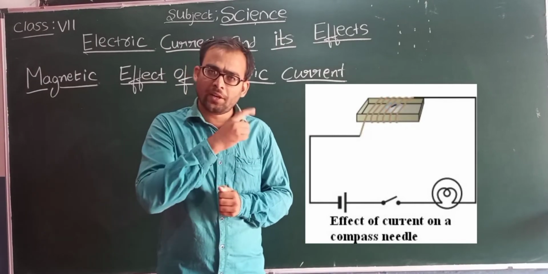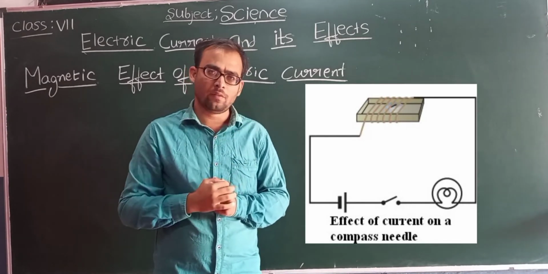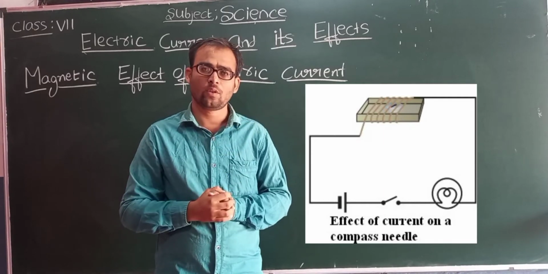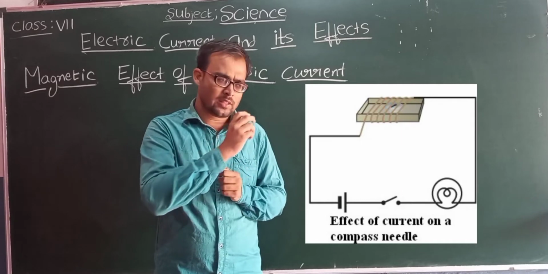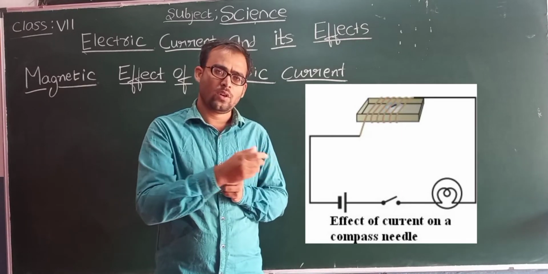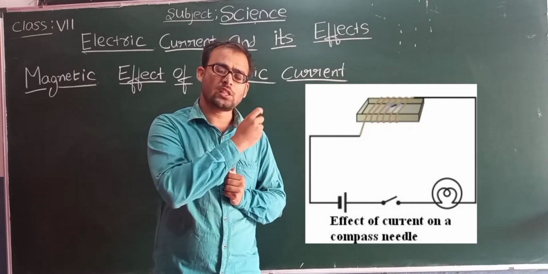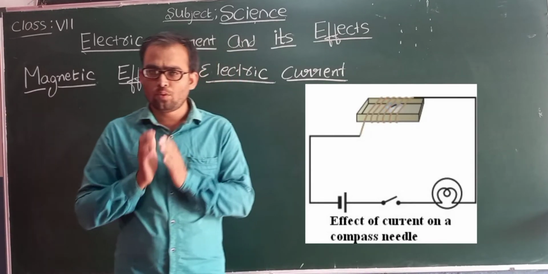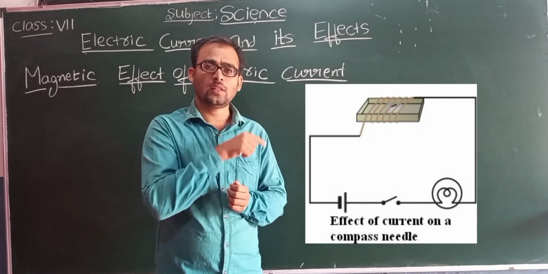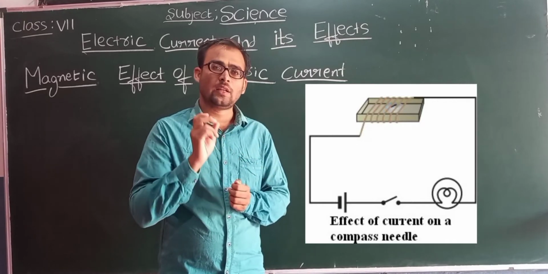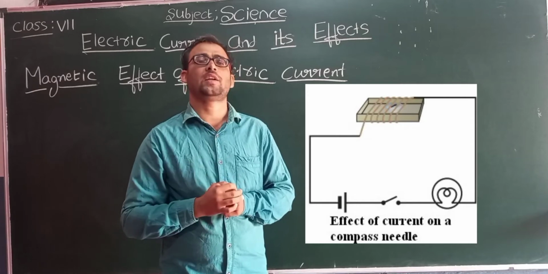Then students, when the current is passing through the circuit, observe the needle placed inside the cardboard tray, whether the needle will deflect or whether the direction of the needle will change or not. Just observe. When you do so, you will come to know that whenever the current is moving in a circuit or in the coil, the magnetic needle kept inside the cardboard will get deflected.